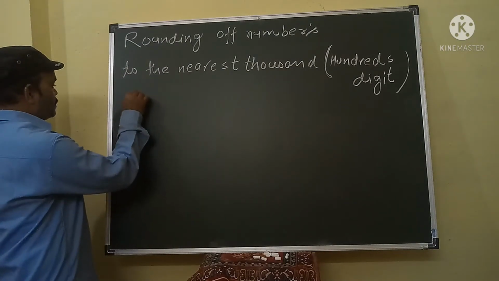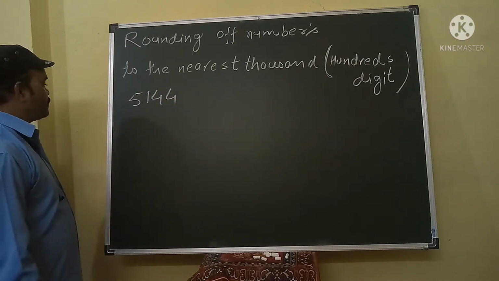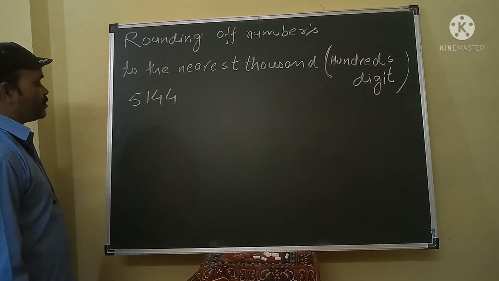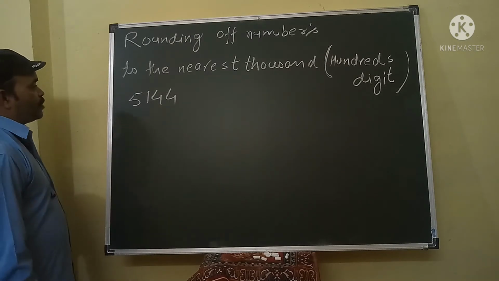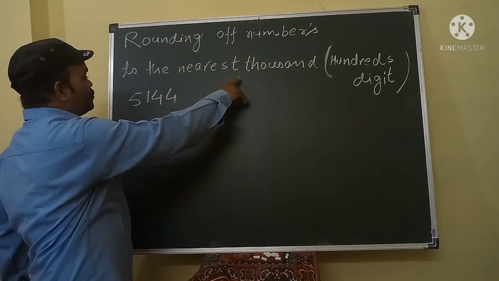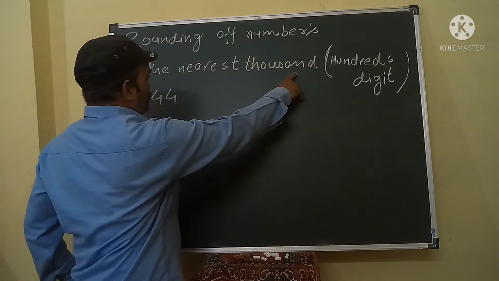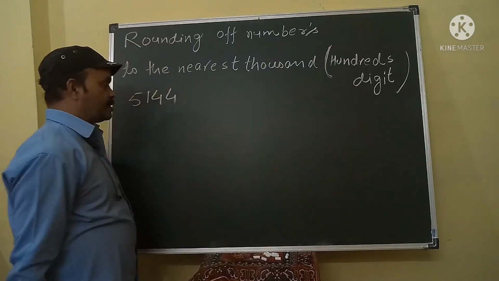Suppose this is 5144. And what will you do? You will find out the rounding of the number to the nearest thousand. For the nearest thousand, we will find out the hundreds digit.